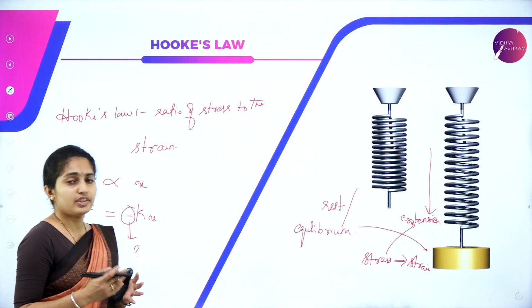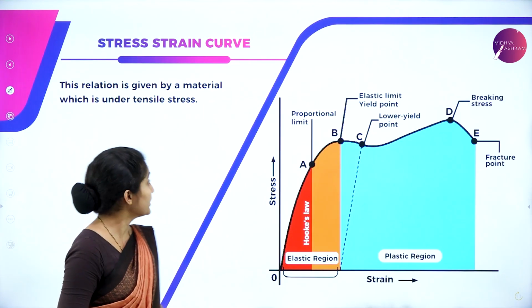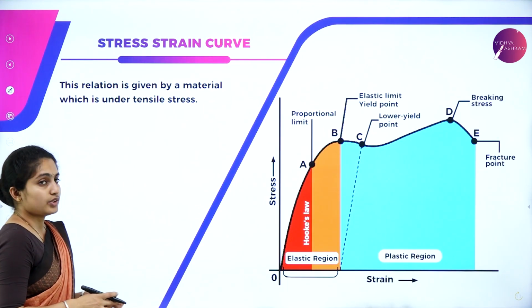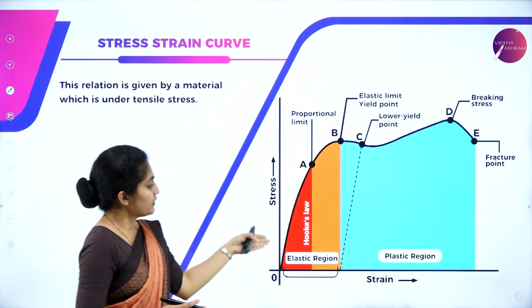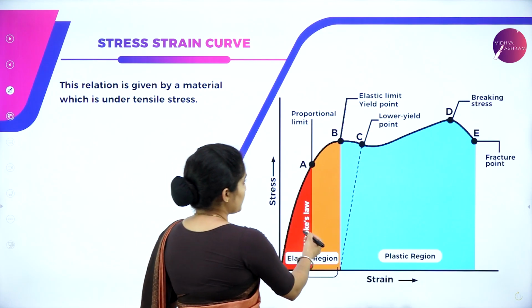This equation is all about how this spring works, with the spring constant. Next is the stress-strain curve. With respect to the stress-strain curve, we can see Hooke's law here.